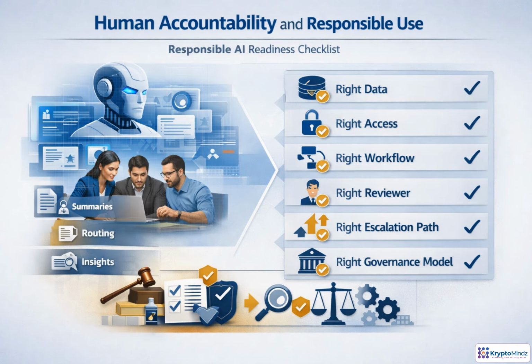Use Regrello AI as support, not as the decision maker. Before enabling an AI-assisted workflow, confirm the basics. The data is accurate, access is appropriate, the workflow is well-defined, and a qualified reviewer owns the outcome. Define when issues should escalate, especially for exceptions, approvals, compliance judgments, or sensitive information. AI can summarize, recommend, route, and surface insights, but people remain accountable for final actions. Responsible use means every automation is transparent, governed, validated, and aligned to the business process it supports.